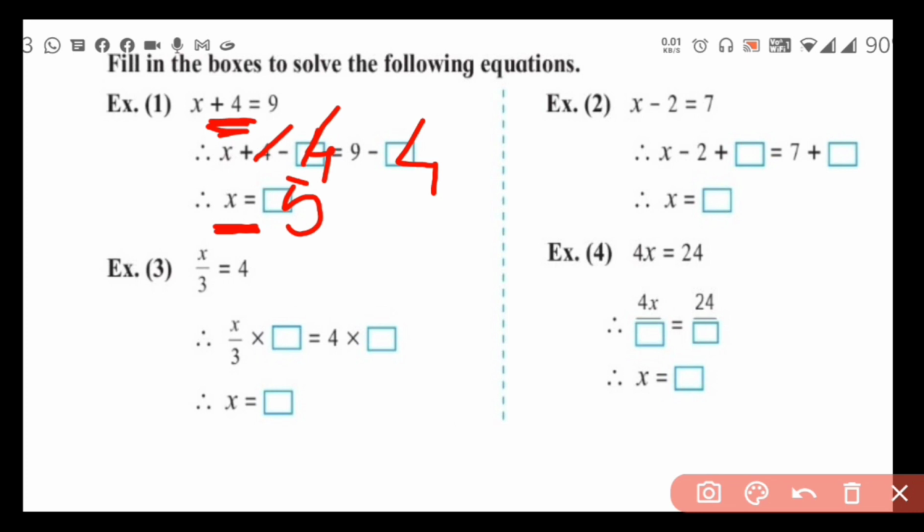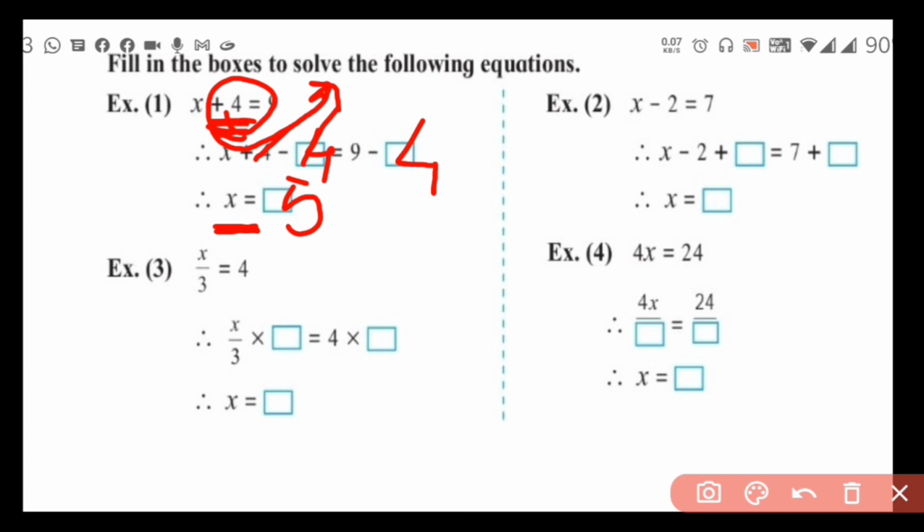Why do we need to subtract? Because we want to transfer this plus 4 from the left hand side to the right hand side. This 4 should be transferred from left to right, and for that what do we have to do? We have to perform exactly the opposite operation of what is given in the sum. In the sum, addition is given, so we have to perform exactly the opposite operation, which is subtraction. So we have to subtract 4 from both the sides.